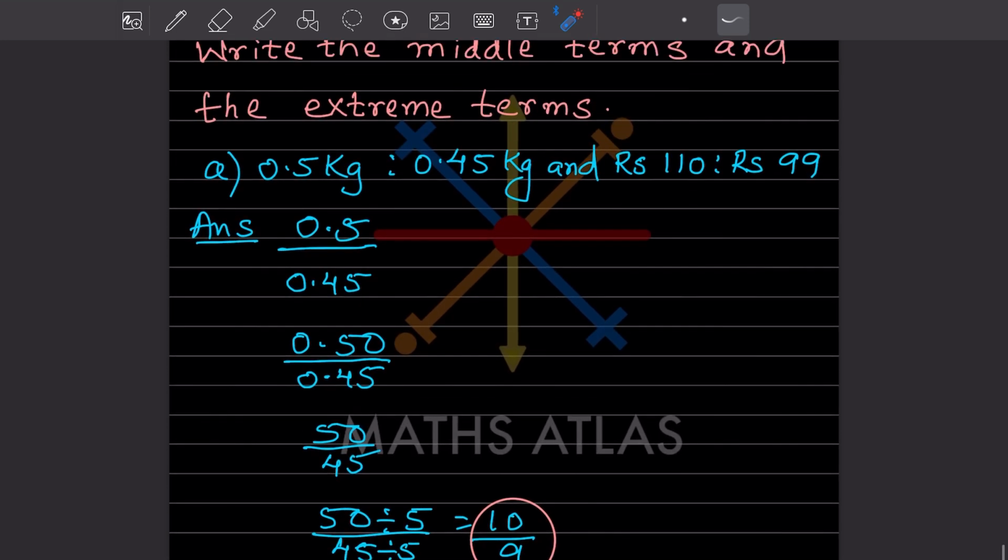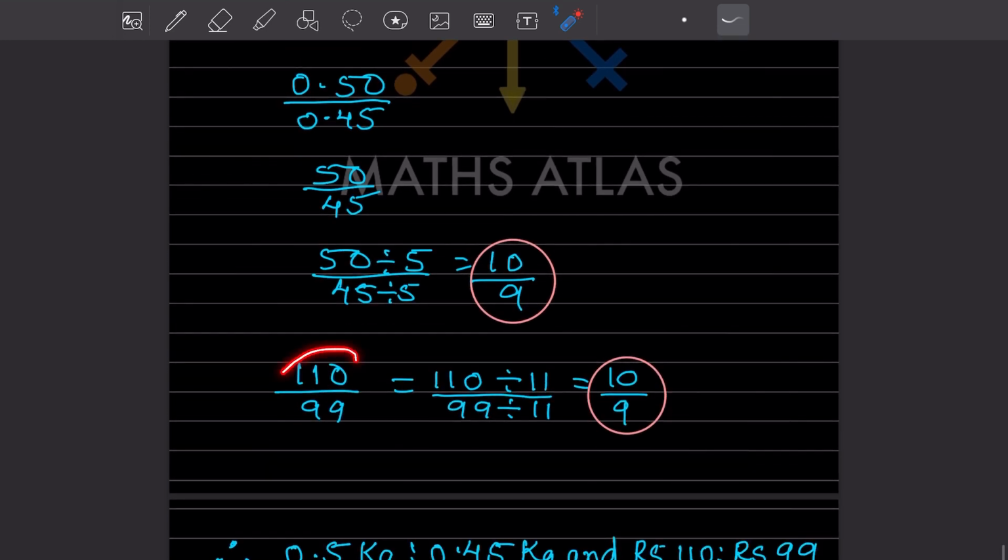Okay, now let us see for this one. Again, what we can see, the units are same. So we can cut down the units and just think about the number. So 110 divided by 99. 110 divided by 99. So we can simplify this. We can divide this by 11. So when we are dividing by 11, this also will be divided by 11. And here 10 11s is this 110.